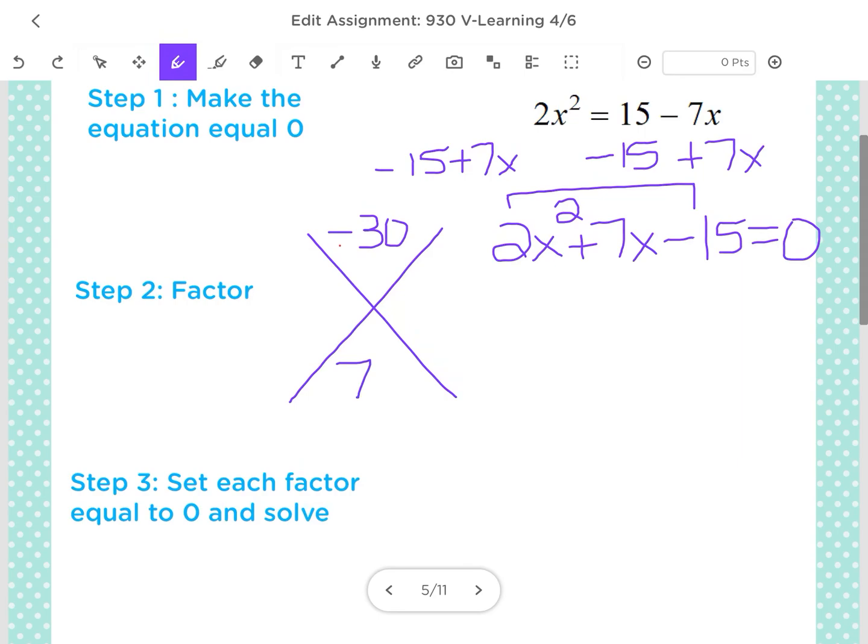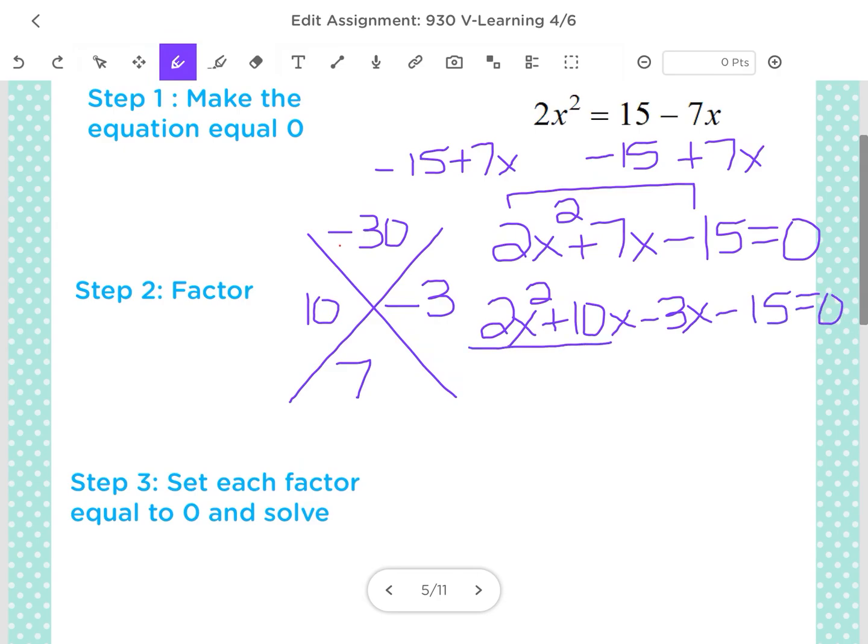So numbers that multiply to give you negative 30 and add to give you 7. So I'm going to go with 10 and 3. One of those has to be negative to get a negative 30, so 10 minus 3. So I'm going to go ahead and solve this by using the grouping method. If some of you use slide and divide, go ahead and you can use slide and divide. You're still going to come up with the same answer. So my common factor here is 2x. My common factor here is negative 3 and negative 5.